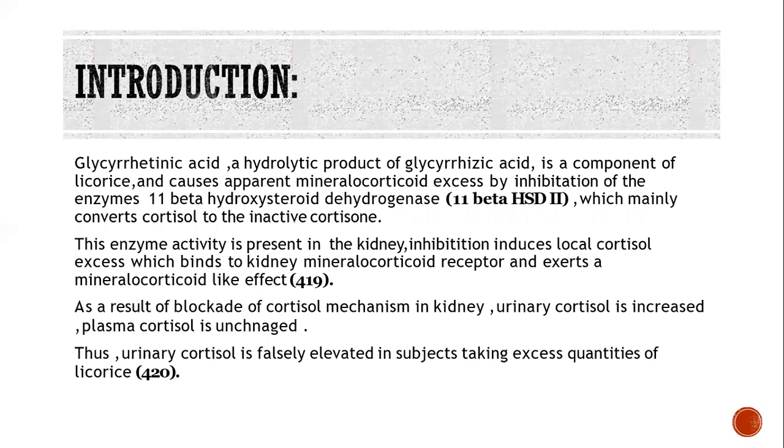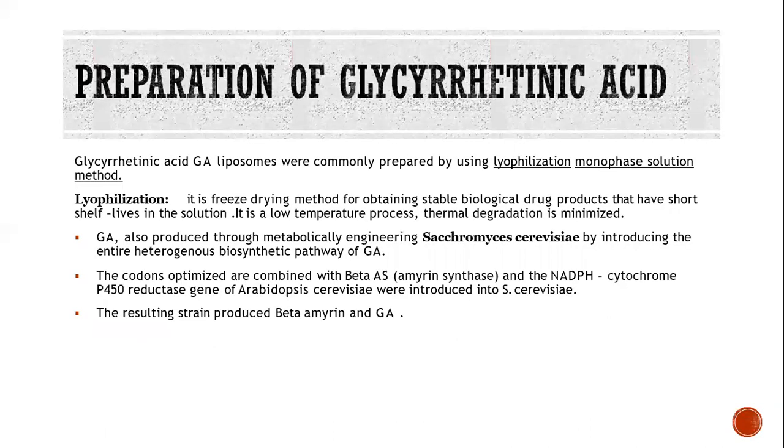Inhibition induces local cortisol excess, which binds to the kidney mineralocorticoid receptor and exerts a mineralocorticoid-like effect. As a result of blockade of the cortisol mechanism in the kidney, urinary cortisol is increased, while plasma cortisol is unchanged. Thus, the urinary cortisol is falsely elevated in subjects taking excess quantities of licorice.